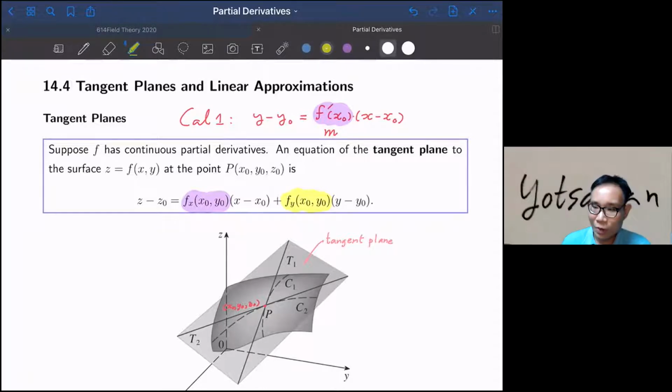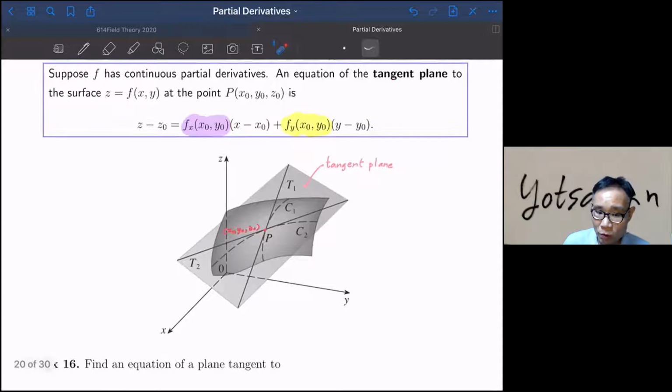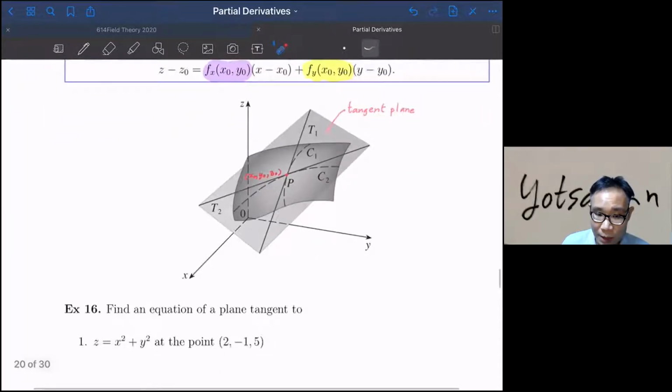However, the way to discover this is a little bit difficult, since you need to find the normal vector. If you recall, you have one tangent vector and another tangent vector, and the normal vector is the vector perpendicular to both T1 and T2. So you have to find the cross product or something like that. That is the proof of this formula. However, we're just going to recognize the formula using calculus 1, and use it to find an equation of the tangent plane.